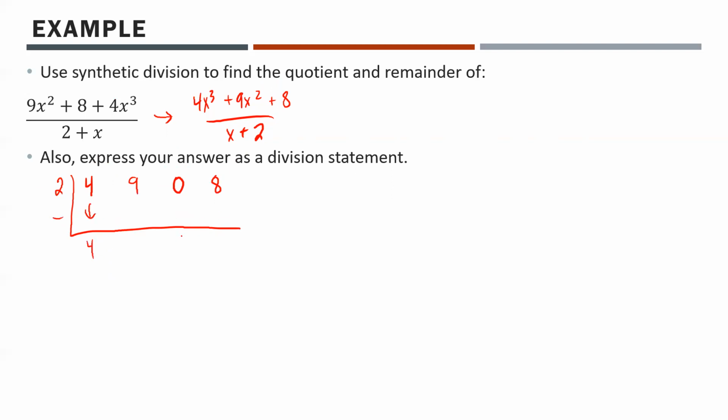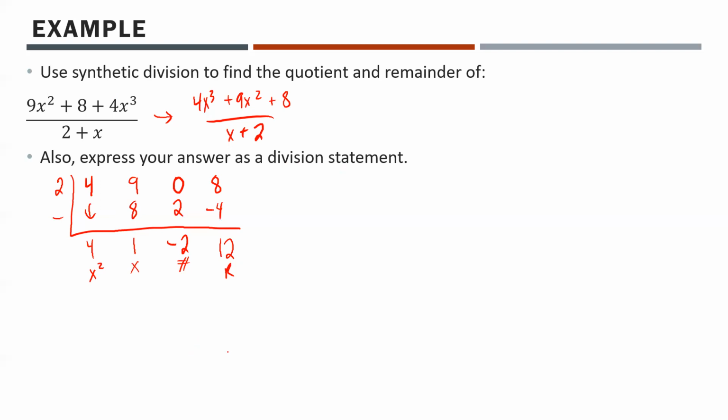Once we've set this all up, that's honestly the bulk of it. Now we just start our cross-stitching kind of pattern. So I'm going to go 2 times 4. Well, that's 8. 9 minus 8, that's just 1. 2 times 1 is 2. 0 minus 2, well, that's negative 2. And then 2 times negative 2 is negative 4. 8 minus negative 4, remember that's a double negative, that's going to bring us up to positive 12. So this positive 12 is our remainder, this is our number, this is our x, and this is our x squared. I always just write that in there. I always think that's just a nice idea. It keeps your stuff all straight and ready to go.